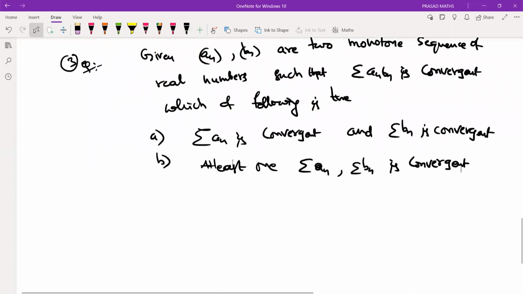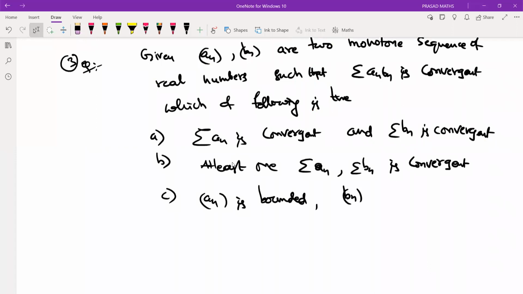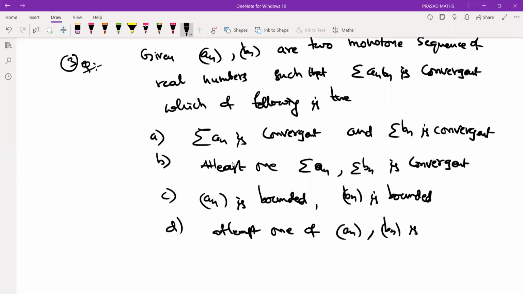Next, a_n is a bounded sequence, b_n is bounded. Fourth one, at least one of a_n, b_n is bounded. Use the chat box. Which answer is right?